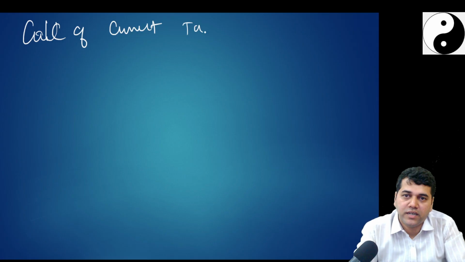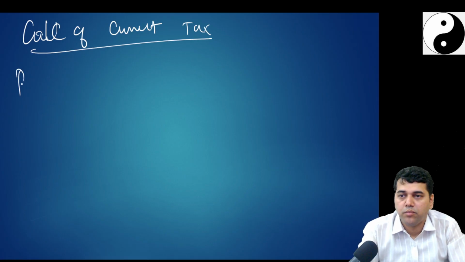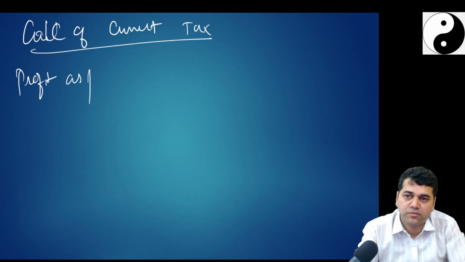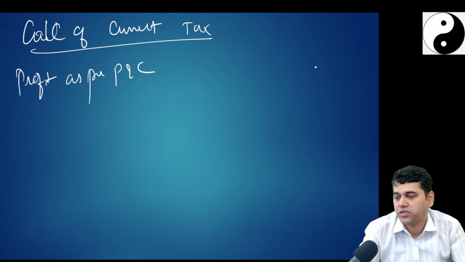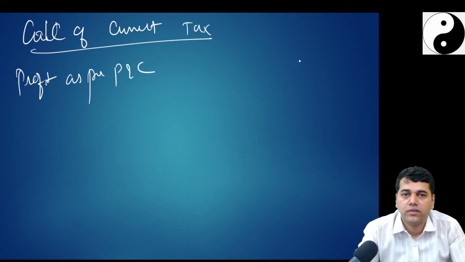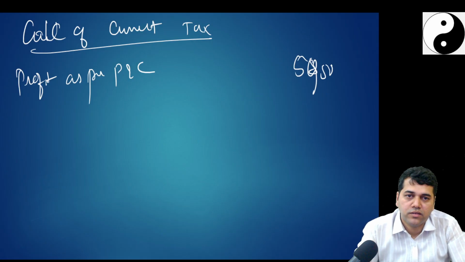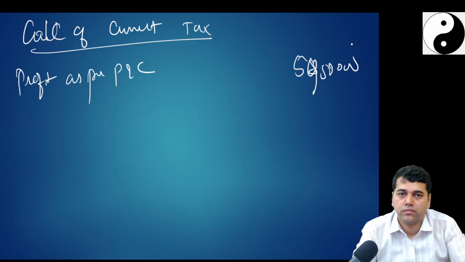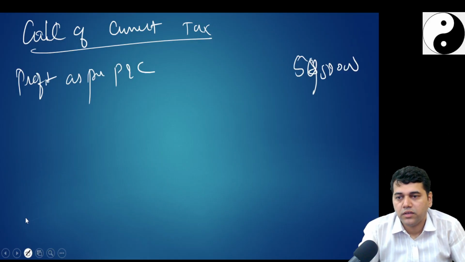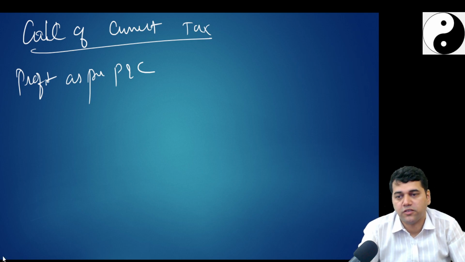So we will do the calculation of current tax expense. Write the heading, calculation of current tax. Profit as per P and L. How much? 59 lakhs, 50,000. Yes, now tell me students one by one the expenses which I need to add back.